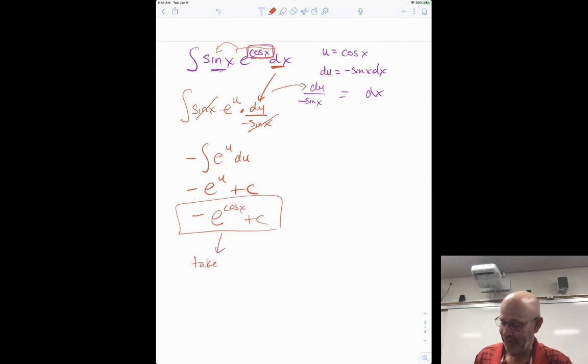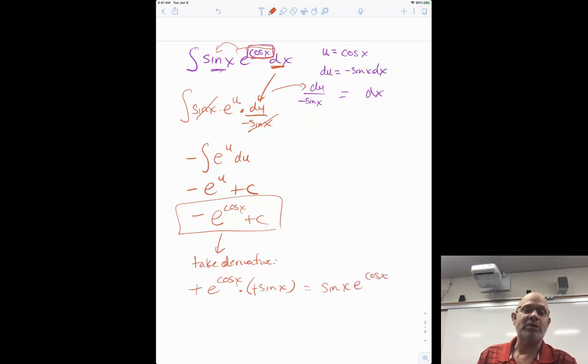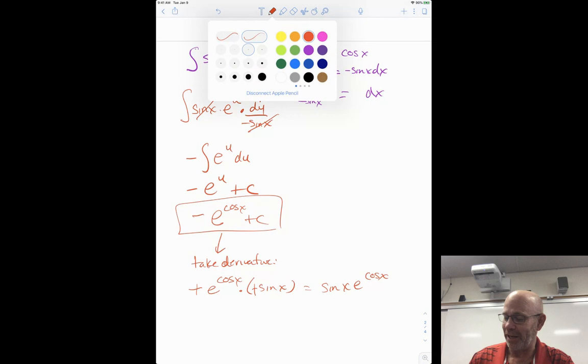Take the derivative, right? You don't really want to do this every time, but I'm going to do it. It's kind of fun. I get e to the cosine x. The derivative is e to the cosine x times the derivative of that cosine x, which is a negative sine x, and you get sine x e to the cosine x, which is the original problem. So some of them are really easy to check. Some of them aren't. If they're kind of more complicated, I probably wouldn't check it.